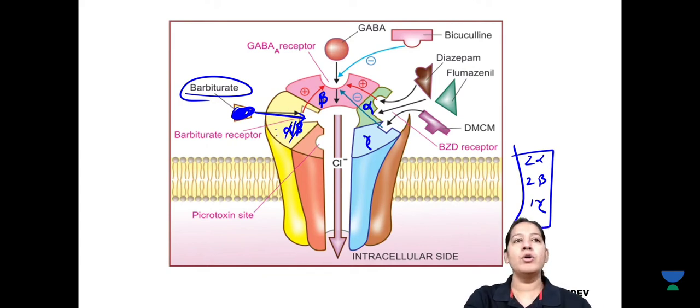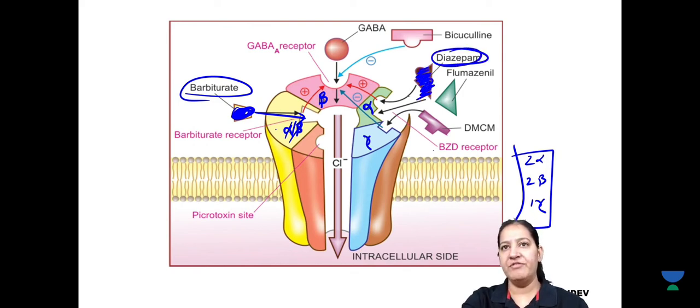But now you are giving a tablet of benzodiazepine. You are not giving barbiturate. You are giving diazepam. Can you see? This is diazepam. So where is it acting? It is acting at the junction of alpha and gamma. So not at the alpha-beta junction, it is at alpha-gamma.